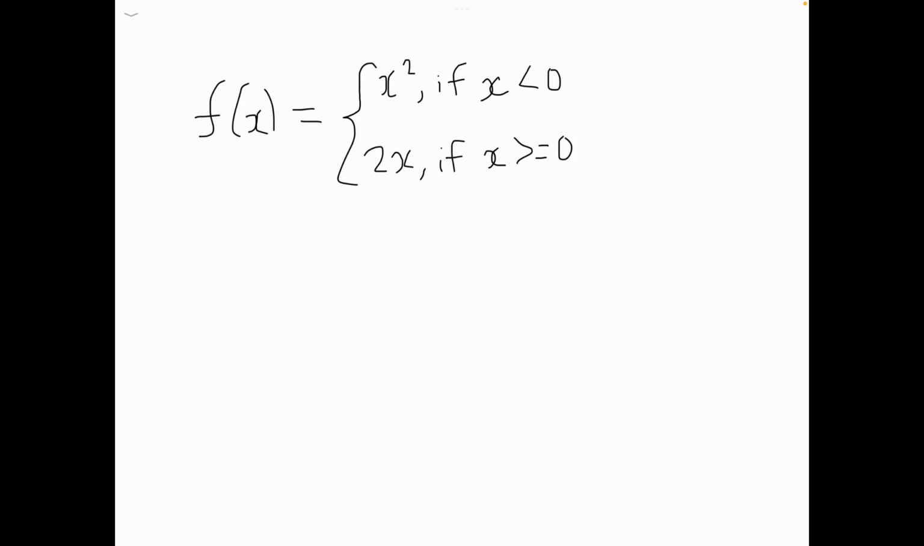This is a piecewise function because it behaves differently for x values less than 0 and x values greater than or equal to 0. For x less than 0, the function follows the rule f(x) equals x squared. For x greater than or equal to 0, the function follows the rule f(x) is equal to 2x.